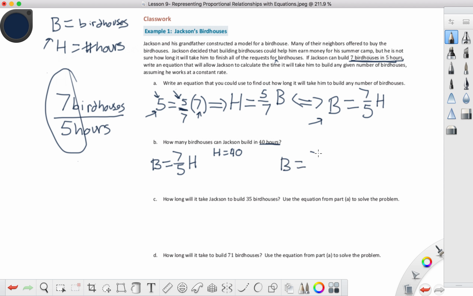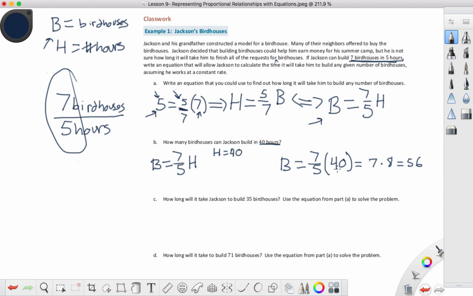B equals 7 over 5. And when you're replacing a variable with a number, you normally just put parentheses around it to let everybody know that 7 over 5 times 40 is what you're looking for. So let's go ahead and do this. Well, 40 divided by 5 is 8. So now what I'm going to have is 7 times 8. 7 times 8 is 56.